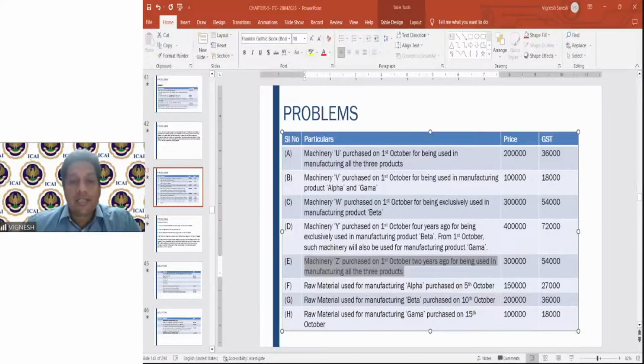And then input tax credit claimed on machinery Y. Okay, machinery Y, you have claimed the input tax credit at that point of time. So this also, for more than taxable and exempt supply, should be taken into consideration.